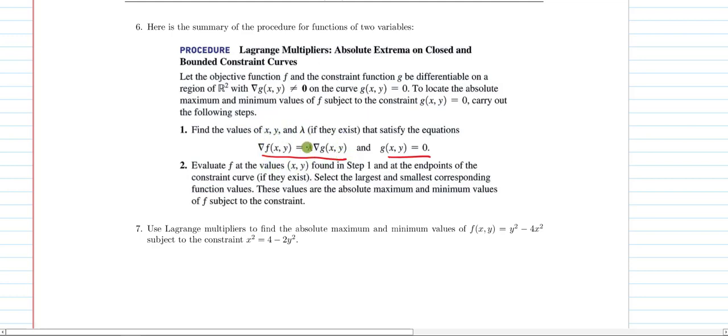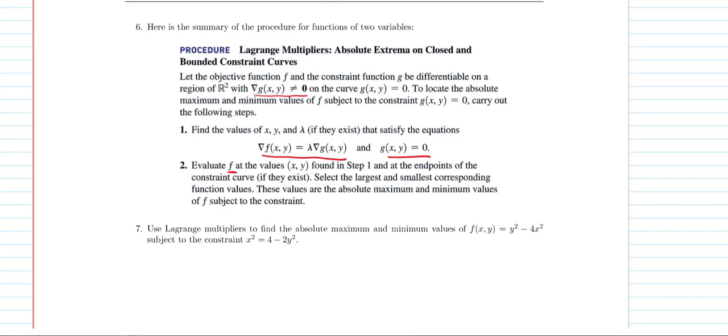Then, once we solve this, we're going to find values for x and y. We'll also find values for lambda, but they won't be useful in evaluating the function. So we'll take the x and y ordered pairs that we get and plug them back into the original function f to figure out where our absolute maximum and absolute minimum are. As a reminder, folks, this method only works assuming that the gradient of our constraint curve is not 0, or the 0 vector. So let's go ahead and take a look at how this works now.